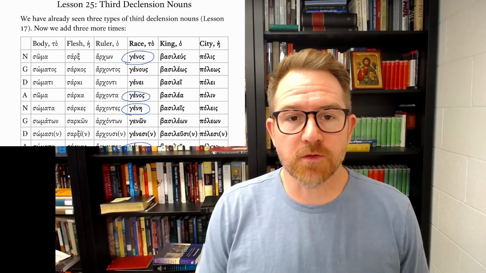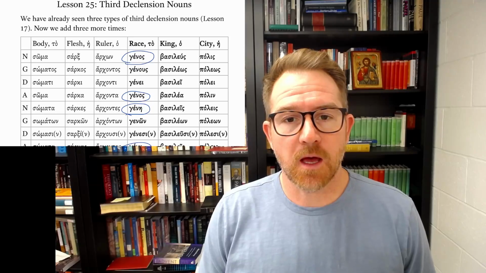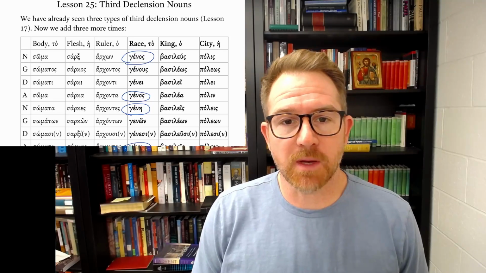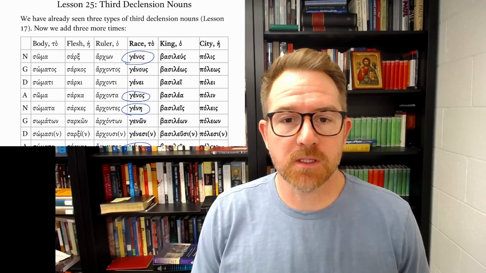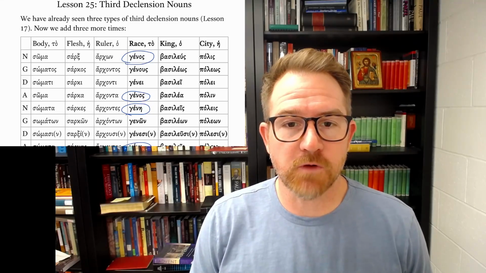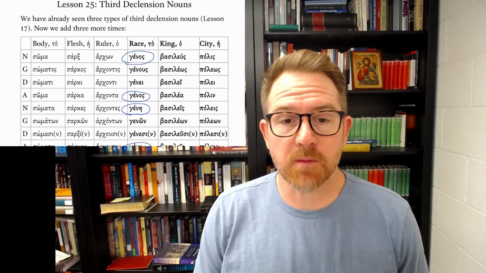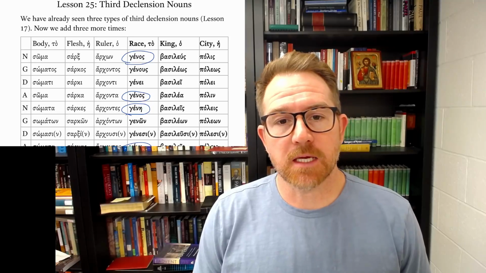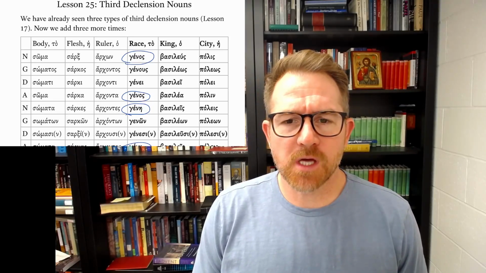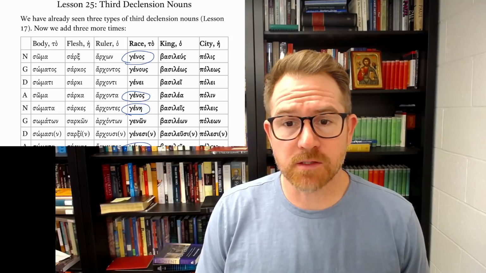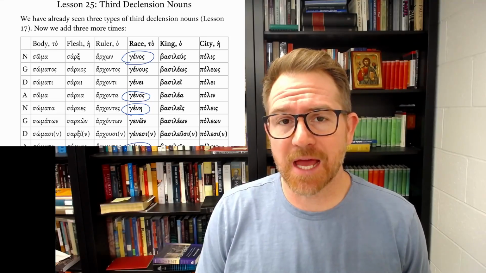There are other third-declension nouns that fit in beyond just genos, basileus, and polis, but it's more of these examples of third-declension nouns which follow this pattern. Verbal nouns like pistis, faith, and nouns which decline quite like polis, all these other third-declension nouns, and that's going to be all the different types that we see.